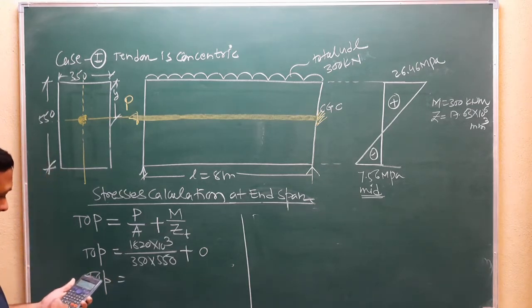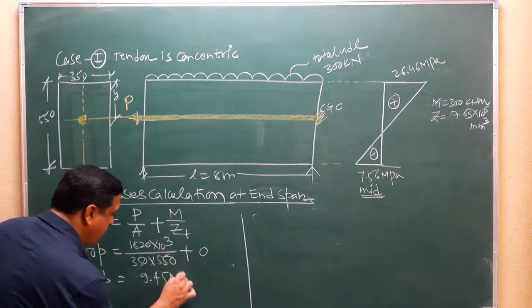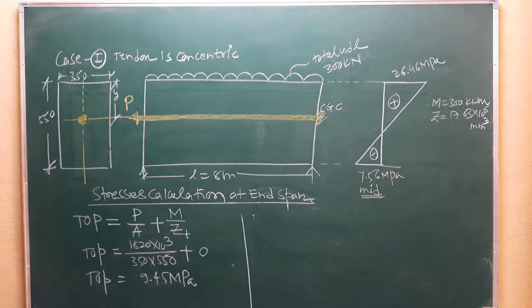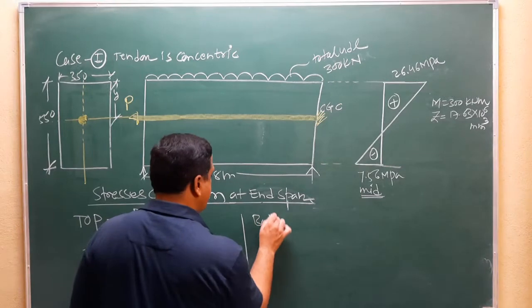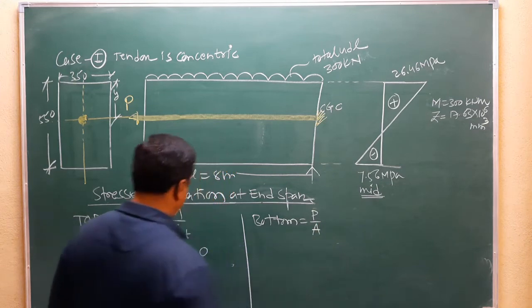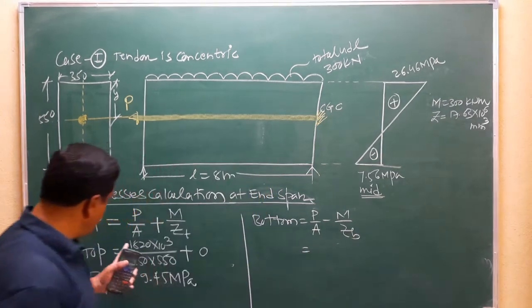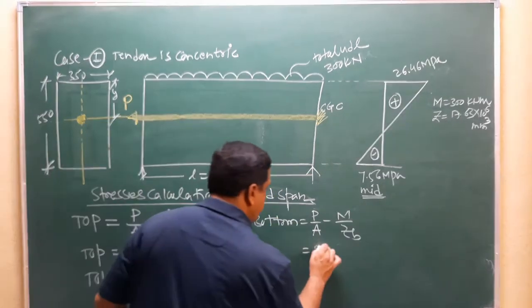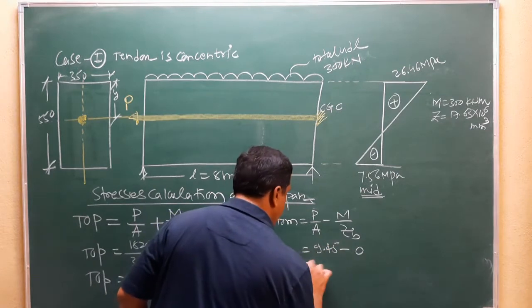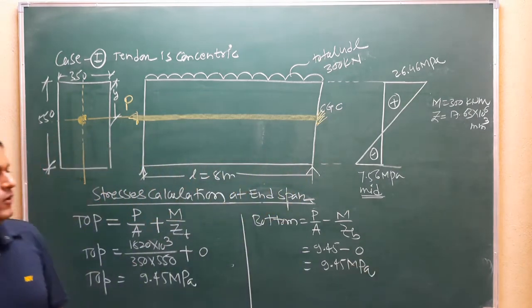So already we have the value of this term. This term is 1820 into 10 raised to 3 divided by 350 into 550. The term is 9.45 megapascal, isn't it? Now, what is the bottom fiber stress? Bottom fiber stress is P by A minus M by Z bottom. The P by A term we already know, it is 9.45. The M by Z term is 0. So the answer is 9.45 megapascal.